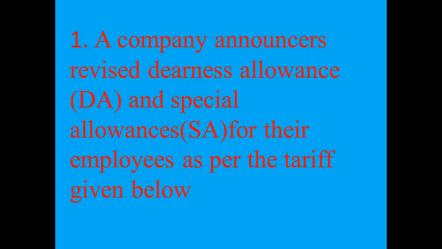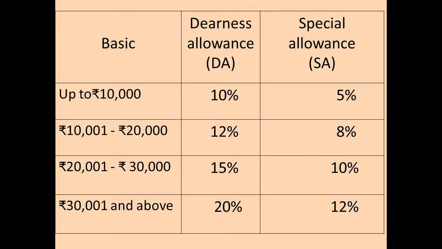What's the question? A company announces revised dearness allowance DA and special allowance SA for their employees as per a tariff given below. There is a condition table. Three columns are there. In the first column they mentioned the basic, in the second column the dearness allowance, and the third column the special allowance.